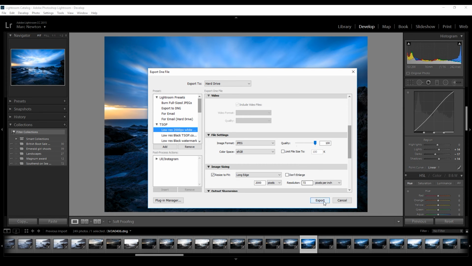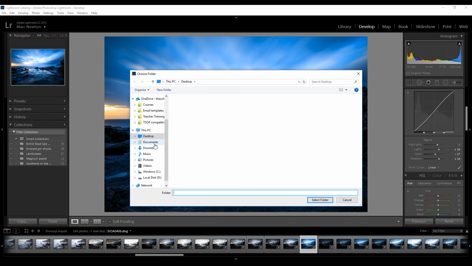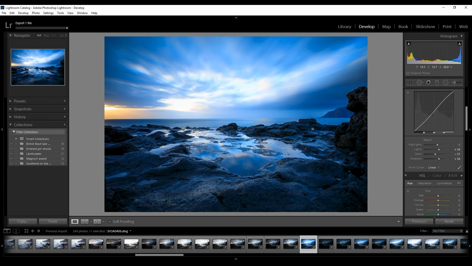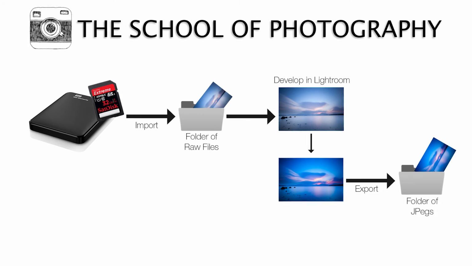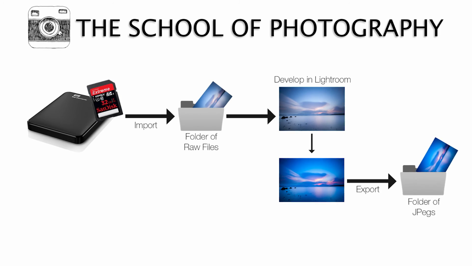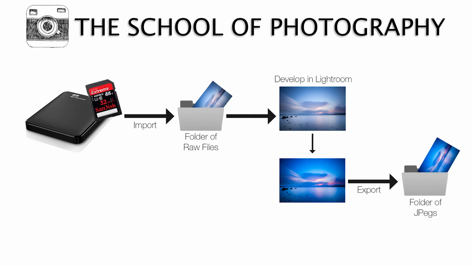So let's do it. Export. Let's select a folder. Let's just put it on the desktop for now. And up the top here, it's exporting the file for me. And that will be on my desktop, ready for me to view as a JPEG. So let's just recap on the quick start guide. Import, organize, develop, export. Just do that, just get yourself used to it and have a play around. And there you go, that's your quick start guide to Lightroom.